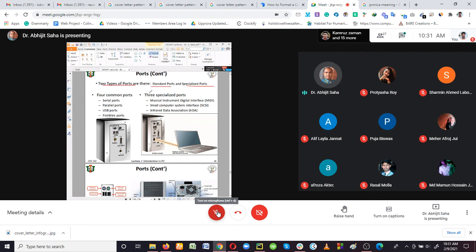We have 4 common ports for the computer system. What are they? Serial port, parallel port, USB port, firewire ports. You can see here, these are the standard ports. You can say these are the standard ports we have, the 4 common ports: the serial port and the parallel port.